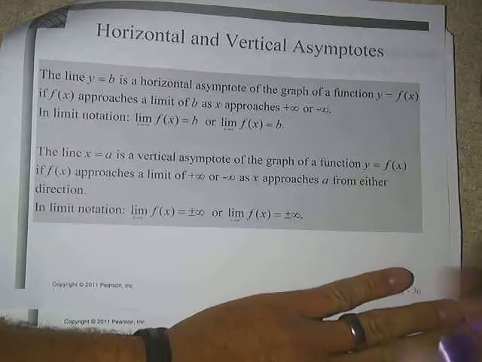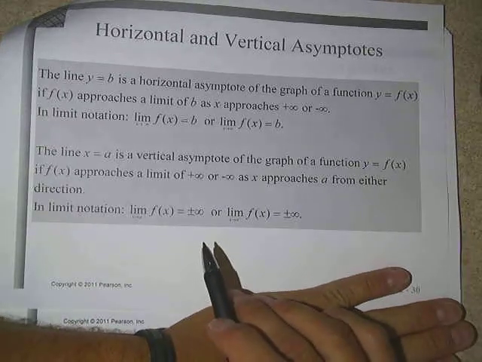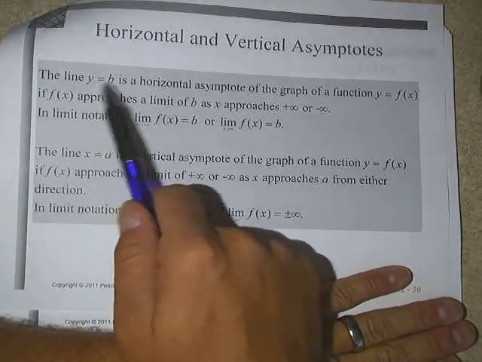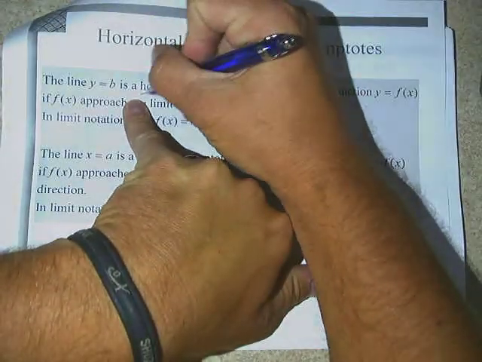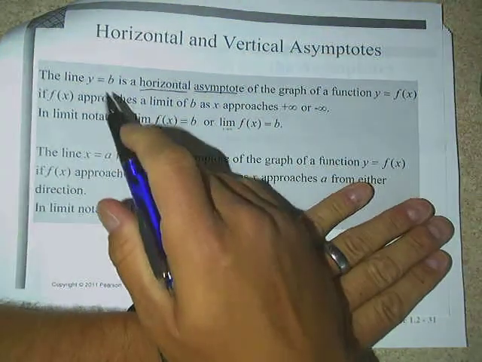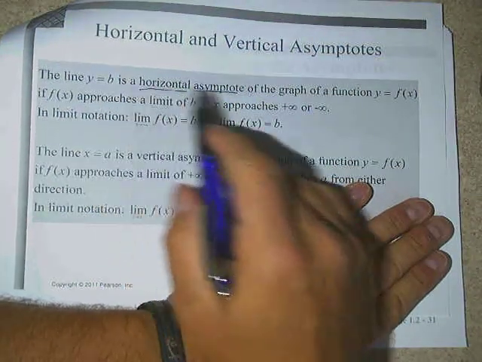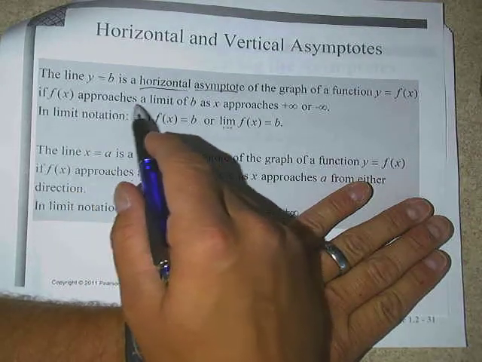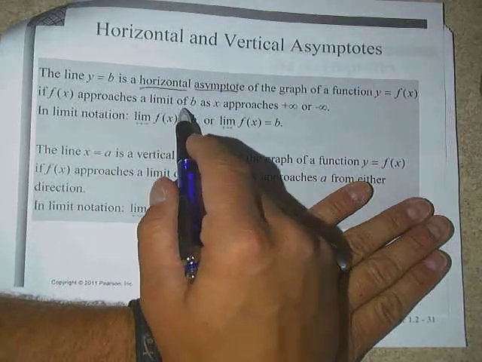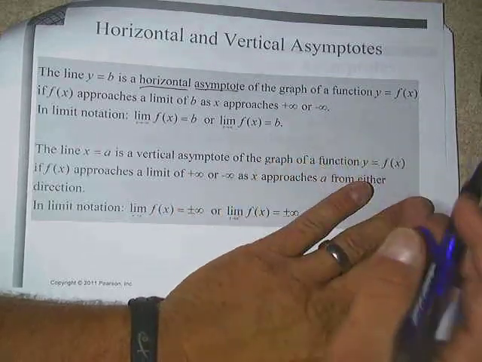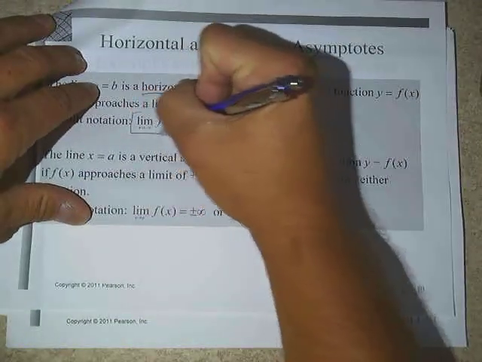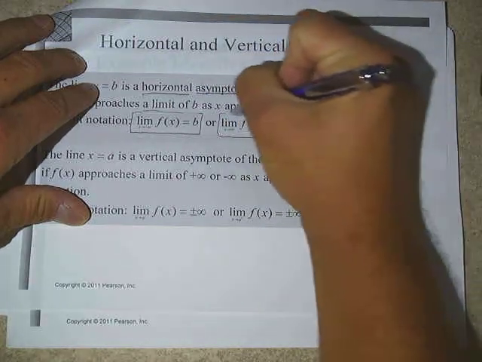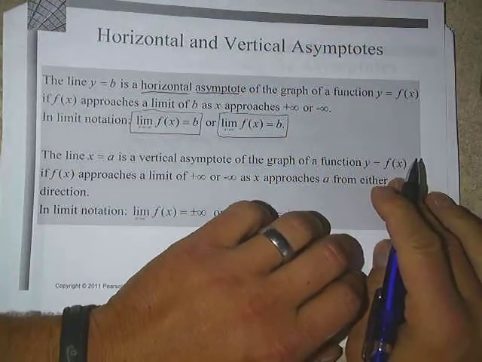Now, we're going to finish up talking about horizontal and vertical asymptotes. We've seen quite a few of those in what we've done so far. Ultimately, we're going to look at a couple definitions first, and then we're going to look at an example or two in just a minute. When we have a horizontal asymptote, it's some line y equals b, so b could be whatever number. That is what we call a horizontal asymptote if f of x approaches a limit of b as x approaches infinity or negative infinity.